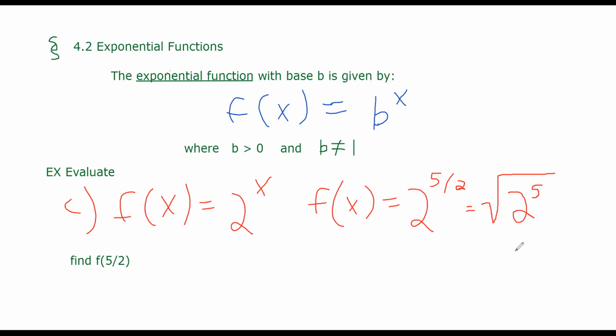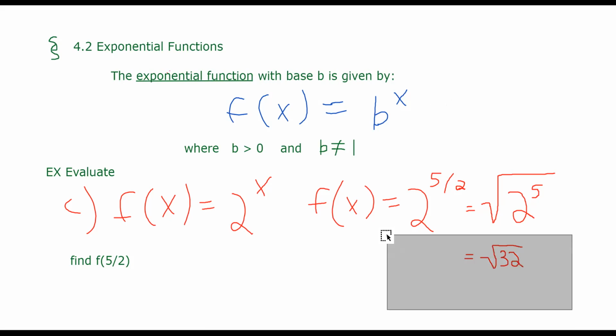And so now this isn't going to be a pretty number, but we can say it's the square root of 2 to the 5th, which is 2 times 2 times 2 times 2 times 2. So 2 times 2 is 4, times 2 again is 8, times 2 again is 16, times 2 one more time is 32. So we get the square root of 32. It's important to remember how fractional powers work. We reviewed that earlier in the semester.